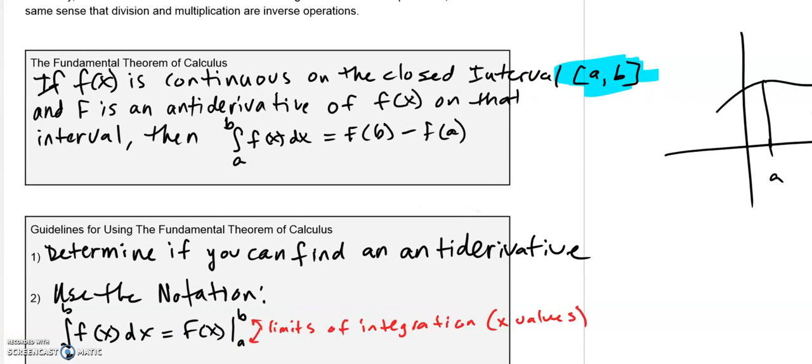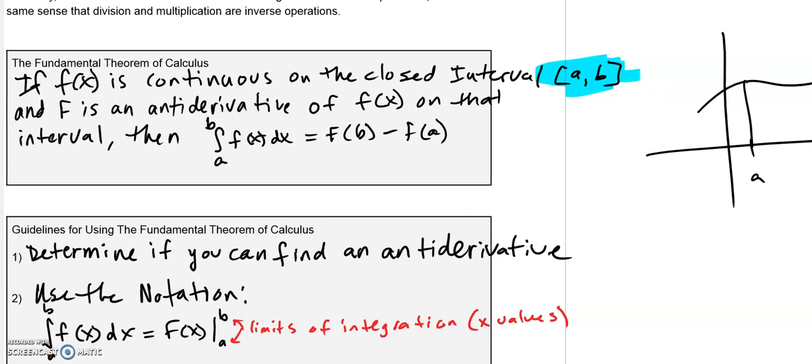We have to know that it can be integrable because it's continuous. And F is an antiderivative of the function on that interval. Then what you would say is the integral from a to b of f of x dx is equal to capital F of b minus capital F of a. So your F of b minus your F of a, that's your upper limit minus your lower limit when you plug it into that function.